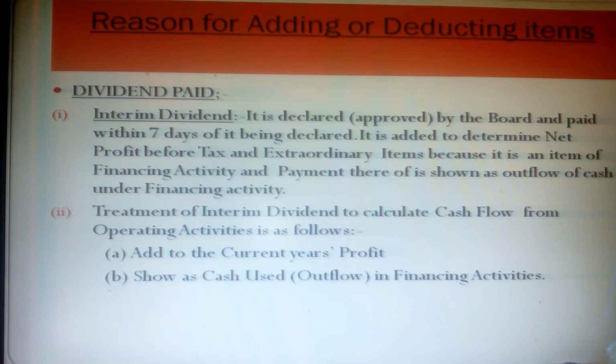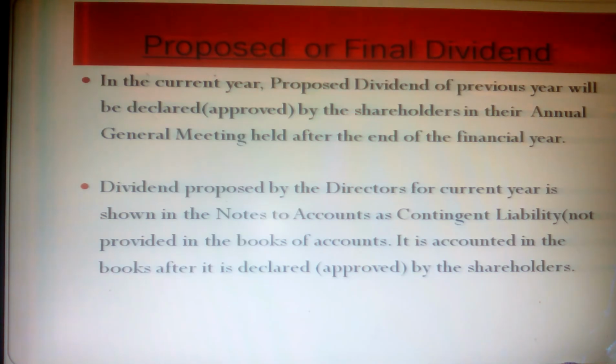Okay, two places, one in operating activity, other in finance activity. That's what your dividend paid. Then go for the another dividend, proposed or final dividend. So in the current year, proposed dividend of previous year will be declared, approved by the shareholders in their annual general meeting held after the end of the financial year. Okay. So once financial year end, they discussed to provide for the final dividend, proposed dividend.